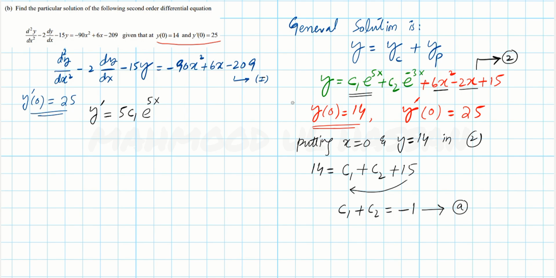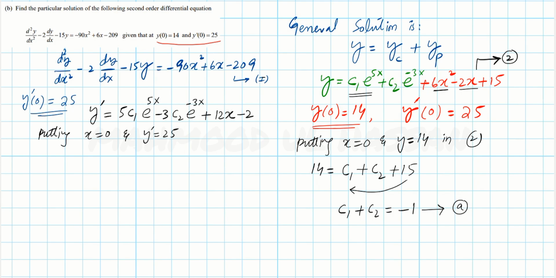And then the second term, that is c2, and the derivative of e raised to the power minus 3x is e raised to the power minus 3x, and just take the derivative of minus 3x, so that would become minus 3. Okay, now plus the derivative of 6x squared is 12x, and the derivative of minus 2x is minus 2, and last the derivative of 15 is 0. Okay, now here we are putting x is 0 and y prime is 25.